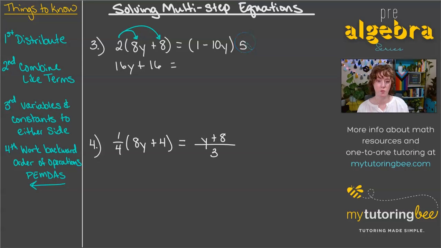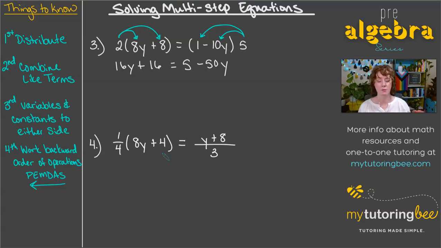The 5 is over on the right hand side of our parentheses, but that's okay. We're going to distribute it the same way. We're going to multiply that times each of our terms inside. So 5 times 1 gives us 5, and then 5 times negative 10y gives us negative 50y. All right, our next step is to combine like terms. We don't have any like terms on each individual side of our equation.